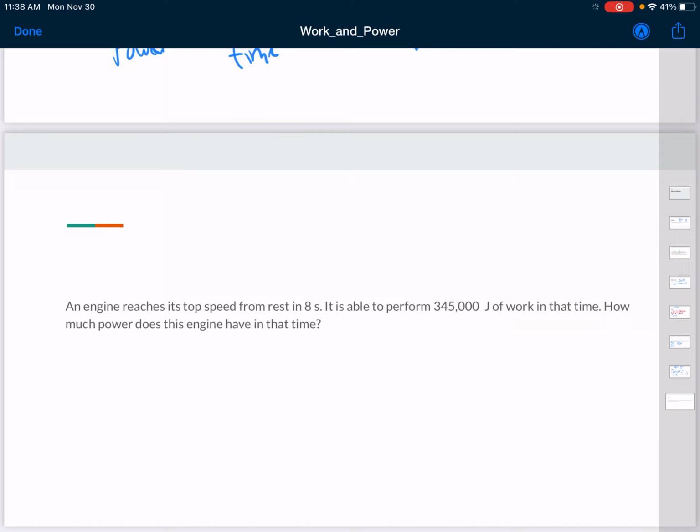An engine reaches its top speed from rest in 8 seconds. It is able to perform 345,000 joules of work in that time. How much power does the engine have? Okay, so our formula is power is equal to work divided by time.